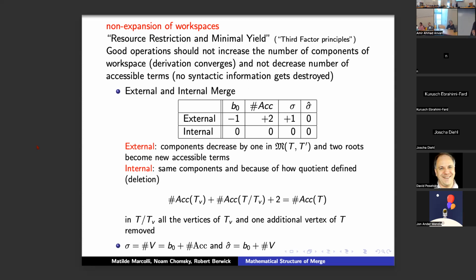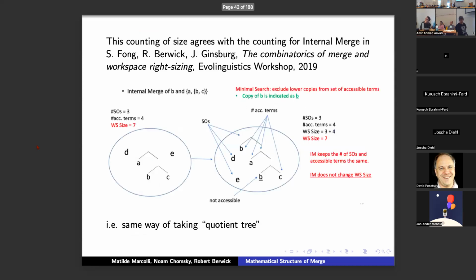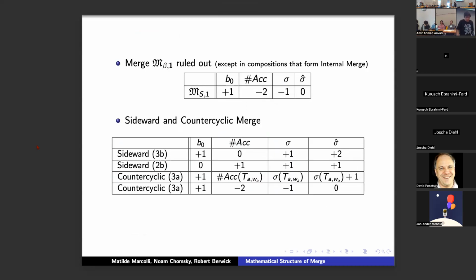Can you explain what a conserved quantity is? Yeah. A conserved quantity means that I'm looking at how it changes in that table. External and internal merge don't change this quantity, but I'm looking at the other cases. This is also saying that my counting of accessible terms is the one used among a bunch of other references, where this version of the cancellation is used.